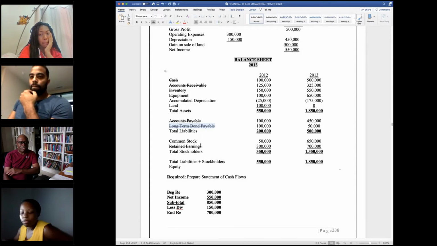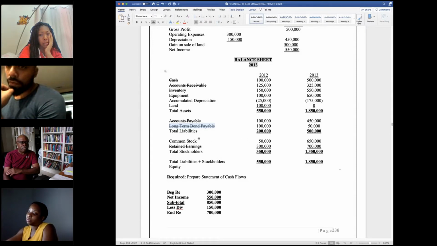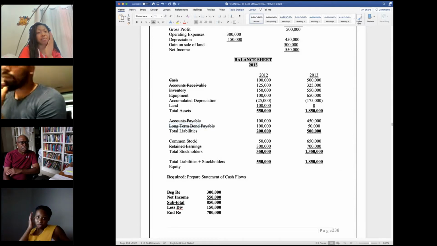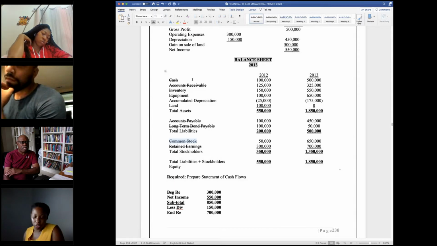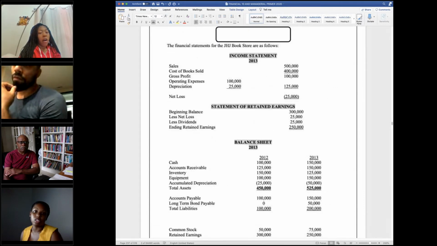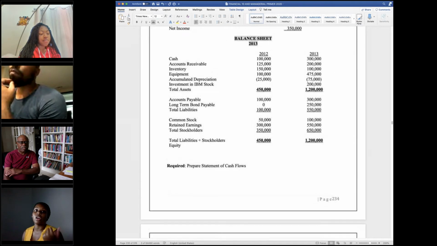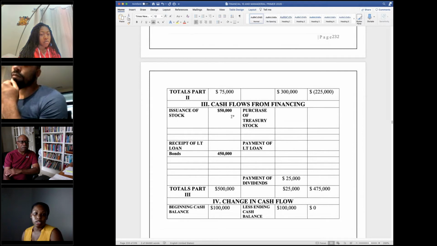Common stock. And what did common stock do? It increased by what, 600,000? 600. So we can now strike it out. And we finished, we take the 600,000. Since that's considered long term, that'll go on cash flow 3 as well? That's cash flow 3. It's issuing the stock.